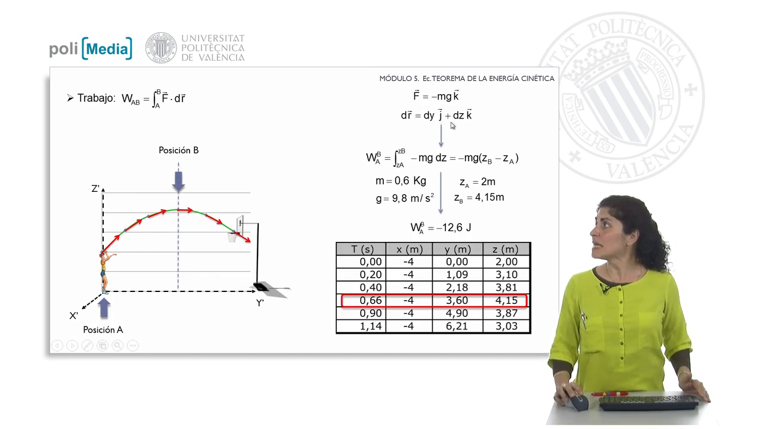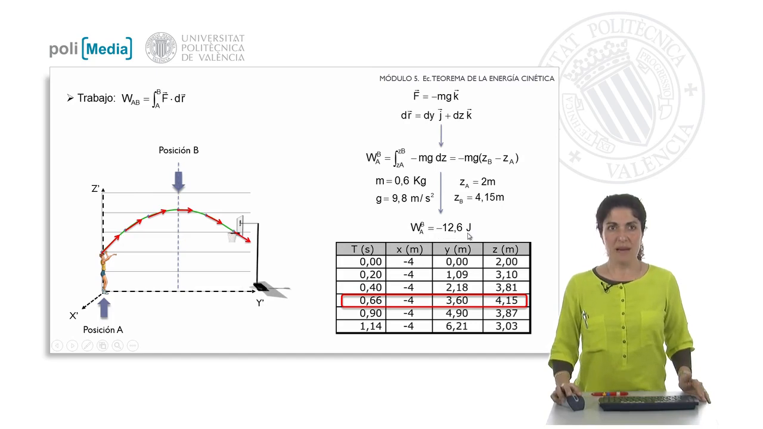unit vector k. When I introduce the force vector and the displacement vector in the definition of work, what I get is this expression for the integral, where mg will be constant and I will be left with simply the integral of the differential of z, that is, the difference of values at those two extreme positions, B and A. If I substitute the numerical values for all these variables, taking into account that the initial position is at 2 meters of height and the final position at 4.15 meters of height, I obtain that the work gives me a value of minus 12.6 joules.